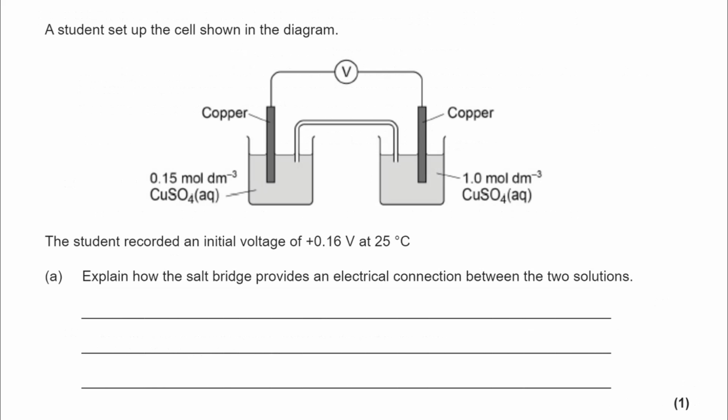So if we take a look at part A, first thing to note is that this is a slightly unusual cell because we've got copper and copper sulfate on both sides, but what we have got are different concentrations. How does the salt bridge though provide an electrical connection between the two solutions? Very straightforward. The whole purpose of the salt bridge being there is that it allows the movement of ions. What you have got to be very careful of is avoiding talking about electrons. That would become a chemical error and you would lose the mark.